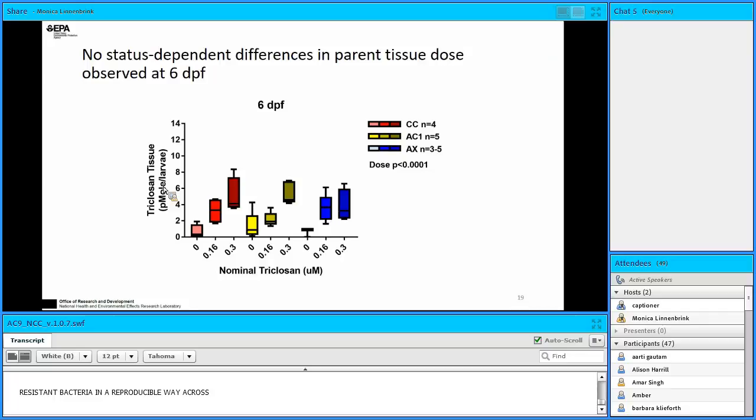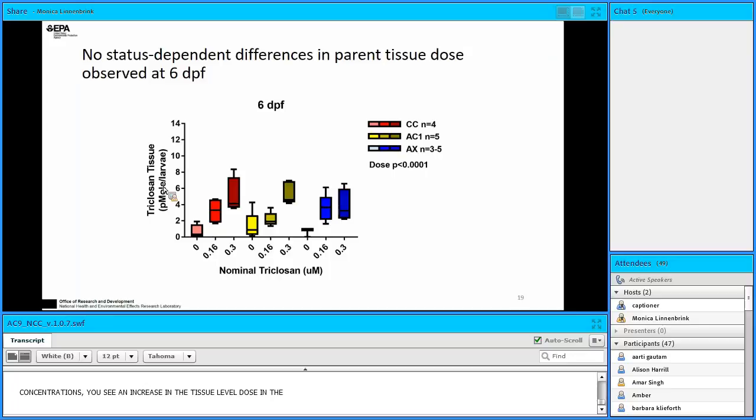So we next wanted to ask whether those triclosan-resistant microbes are able to affect chemical toxicokinetics, whether that's uptake or metabolism of our xenobiotic compound. And at 6 days post-fertilization, the answer is no. There is, as you might predict, a significant effect of dose, meaning that as the nominal water concentration goes up in the well, you see a concomitant increase in the tissue level dose in the fish.